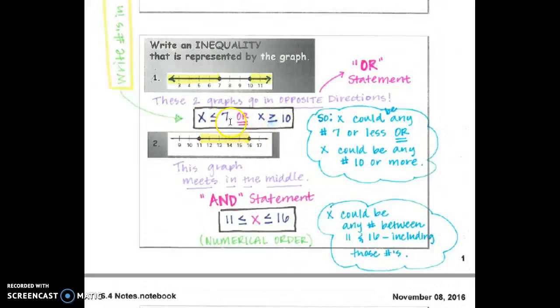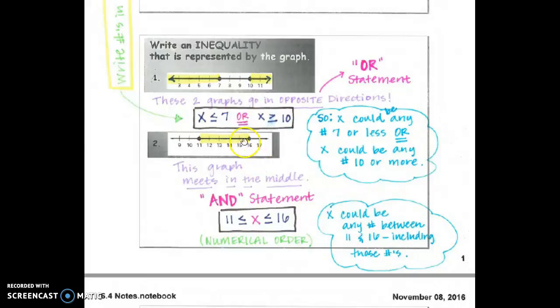The key is to write the statement in numerical order. So 7 is obviously going to come first before 10. So tell me what's happening with the 7. Well, x is less than or equal to 7, and you have to write the word or, that's important. x is greater than or equal to 10. Like I said, x could be any number 7 or less, or x could be any number 10 or more. So again, you have to write the statement in numerical order with the word or in between.